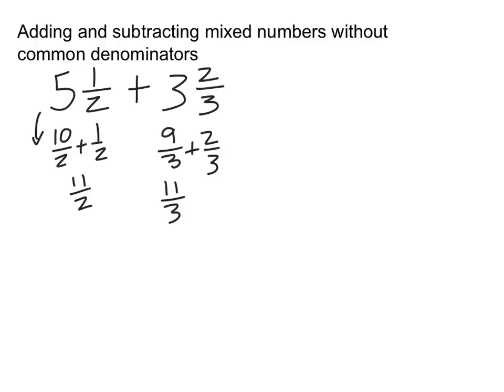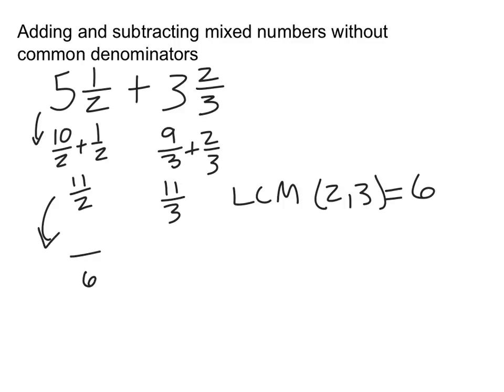Interesting. But we can't just add those. The numerator being the same doesn't actually help us very much because we still need to make a common denominator. And the least common multiple of 2 and 3 is 6. So I need to rewrite each of these to have 6 as the denominator.